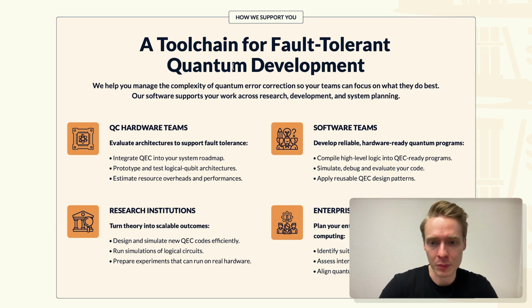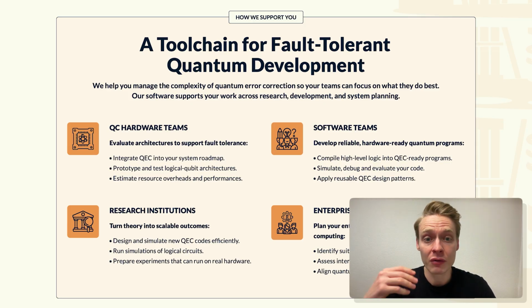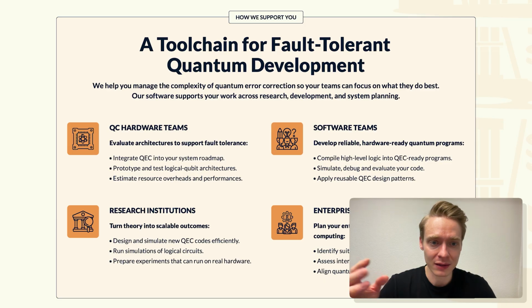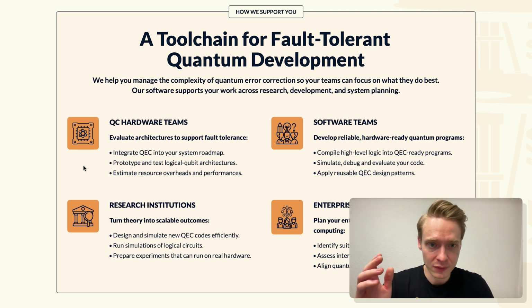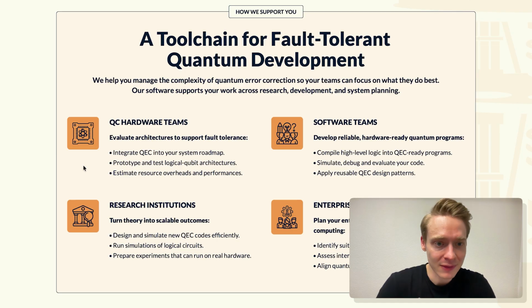And there are like 4 components that we can see here: QC hardware teams, software teams, research institutions, and then enterprise strategy teams. So I think these are the 4 different tiers that are being targeted here, right? On the hardware teams, it says evaluate architectures to support fault tolerance, integrate quantum error correction into your system roadmap, prototype and test logical qubit architectures, estimate resource overheads and performances.